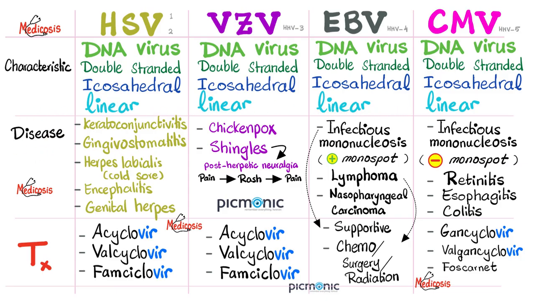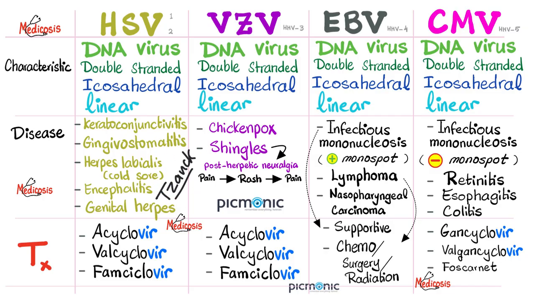Next, let's talk about diseases. HSV can lead to keratoconjunctivitis, gingivostomatitis, herpes labialis or the cold sore, herpes genitalis or the genital sore. Herpes simplex virus can also lead to temporal lobe encephalitis. Remember that we use the Tzanck smear in order to diagnose herpes, and of course you can use PCR.